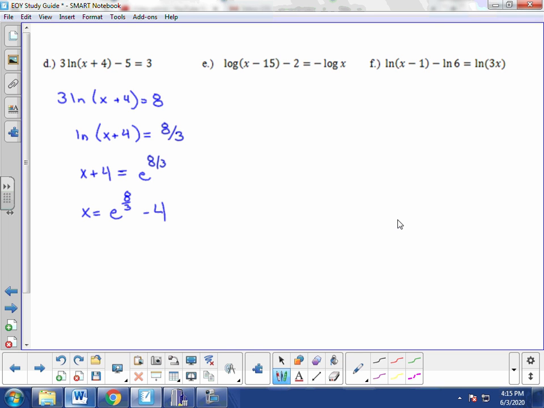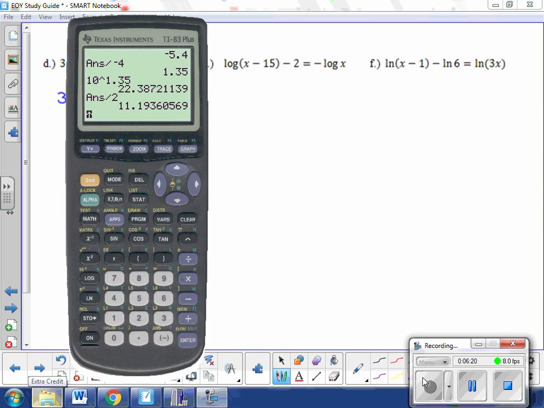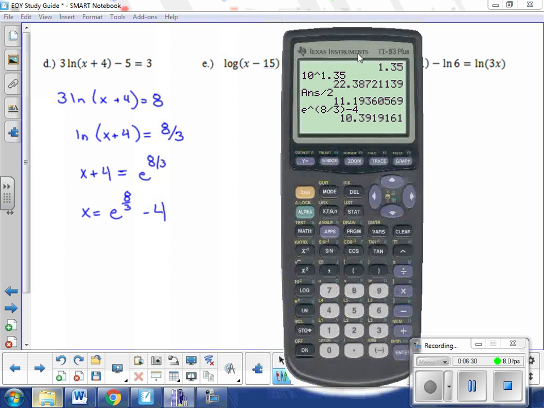And again, we can go ahead and evaluate this in the calculator. So e is second and then the natural log. Make sure you close your parentheses to make sure that that 8/3 is the exponent for e. And then subtract 4, so this would be approximately 10.39.